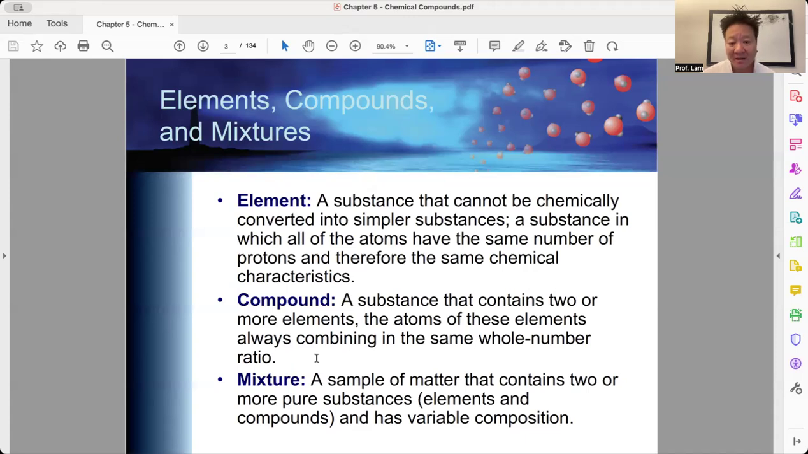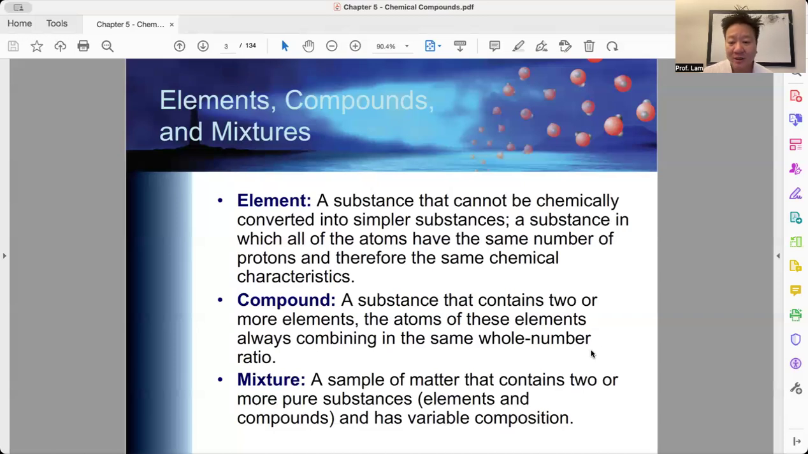So, for example, H2O. H2O contains two elements, H and O, and they're always combined in the same whole number ratio of 2 hydrogen to 1 oxygen. If it was 3 hydrogen and 1 oxygen, H3O, it would not be the water that we drink. Okay, so that's how it works.